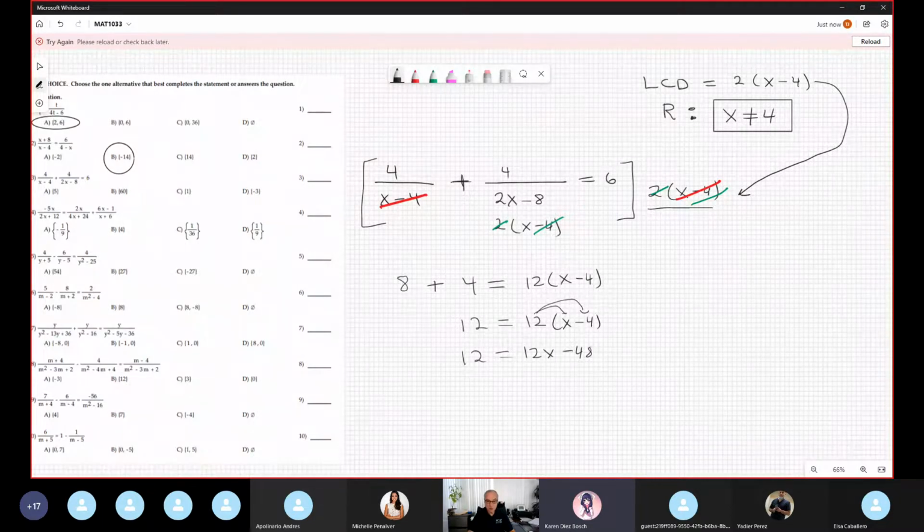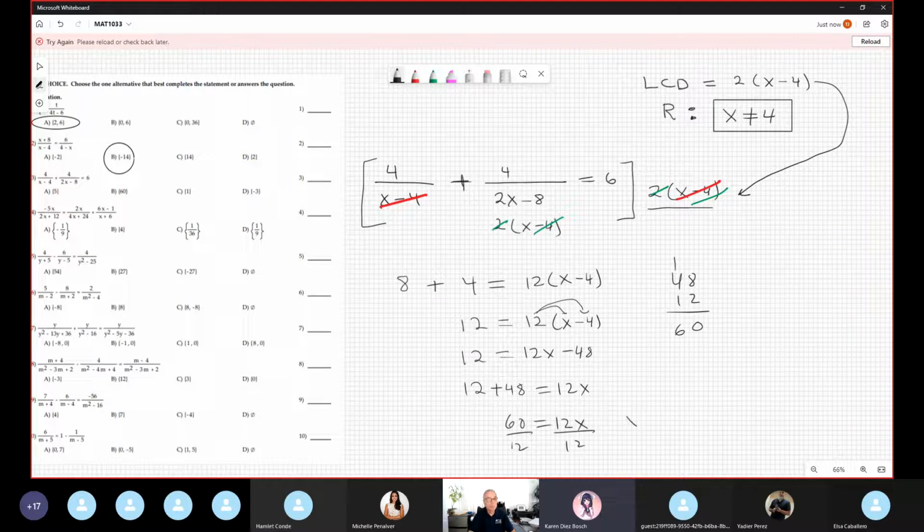Now, solve for x. 12 plus 48 equals 12x. And 48 plus 12 is 10, carry the 1, 60, no? 60 is equal to 12x, divide by 12 on both sides, x equals 5. 5 is not a coincidence with the restriction. Now 5 is a good answer. So the solution set is 5. Now you understand more clearly the procedure.